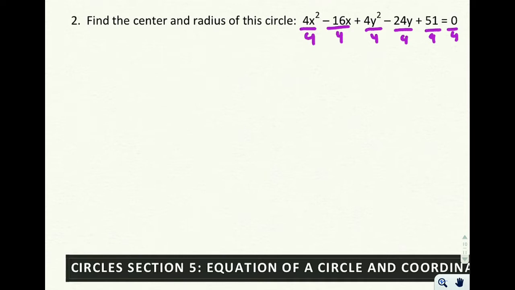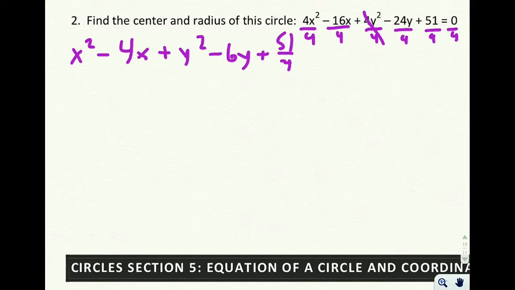So we have x squared minus, and then 16 over 4 reduces to 4x plus the 4's cancel here, so plus y squared, and the negative 24 over 4 is negative 6y, plus, this does not reduce nicely, 51 over 4, and that all equals 0.